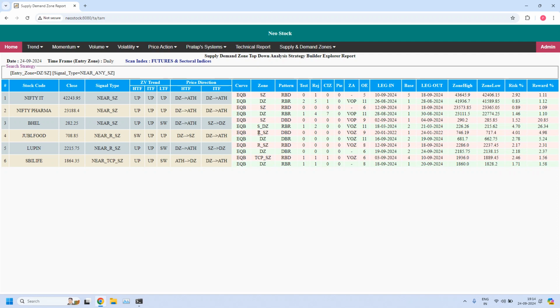Jubilant Food is having a daily high liquidity supply zone, a fresh zone. You need to fine tune a fresh fine tuned 5-minute zone, otherwise zone might be violated. And next again we have Lupin, it is also a daily high liquidity supply zone, a fresh zone. Next one is SBI Life, already tested once. So we have identified 3 high liquidity daily supply zones from this list.